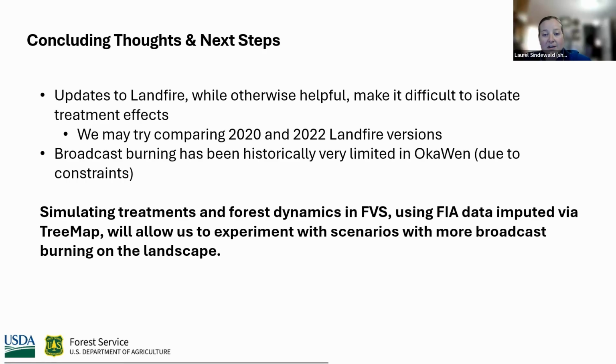So we look forward to using our framework to simulate treatments at a broader scale in FBS using FIA data imputed via TreeMap. We will be able to simulate changes in expected emissions associated with the increased scale of treatments executed and the future treatments planned by the Central Washington Initiative, based on our discussions with them, as well as different hypothetical scenarios where maybe more broadcast burning is possible. So we hope that this work ultimately will support managers in Okanogan as they continue to thread the needle of facing the wildfire crisis while constrained by smoke.